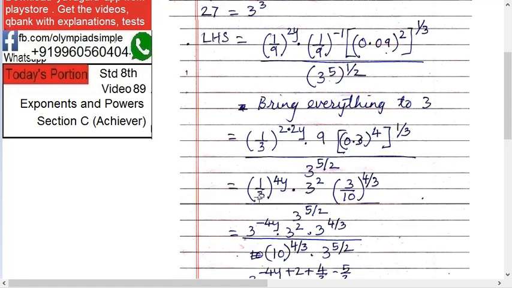Then solve. Now we'll have to bring everything to 3. So 1 upon 3 needs to be brought to 3, so it becomes 3 raised to minus 4y. 1 upon 3 raised to 4y means 3 raised to minus 4y, into 3 square, into 3 raised to 4 upon 3. Now where is this 10? This 10 goes in the denominator. So in the denominator it becomes 3 raised to 5 by 2 as it is, into 10 raised to 4 by 3. Correct? Clear up to this point?